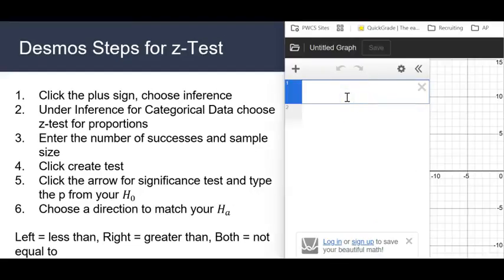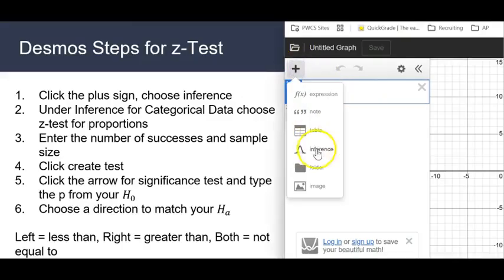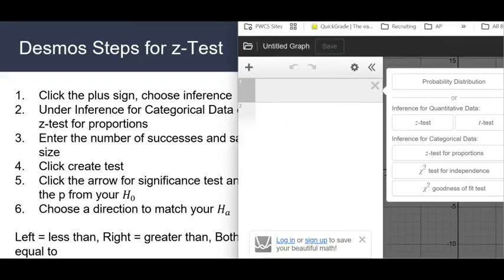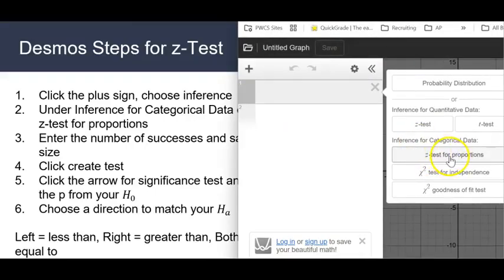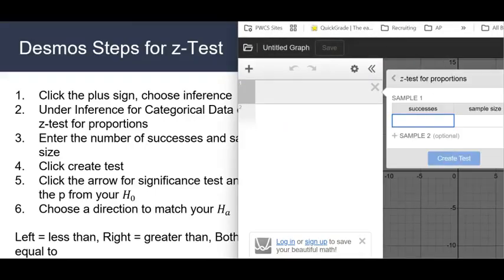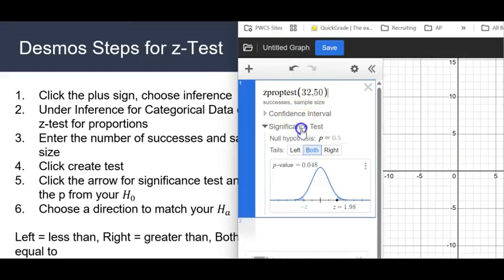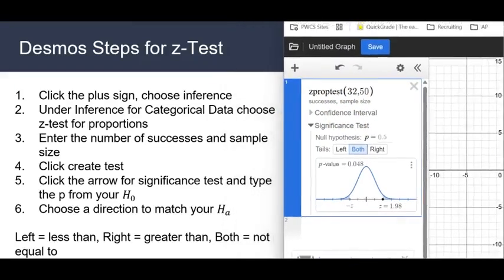So in Desmos, it's going to look a lot like the confidence intervals that we just did. We're going to do the plus sign, and we're going to go to inference. Okay, and let me scoot this over so you guys can see. We are doing a z-test for proportion because we are talking about the proportion of free throws he made. And just like our confidence intervals, we're going to put in these values for successes. So Coach Rivers made 32 out of 50 shots, and we're going to hit create test. All right, and this time instead of confidence interval, we're going to click the arrow for significance test.